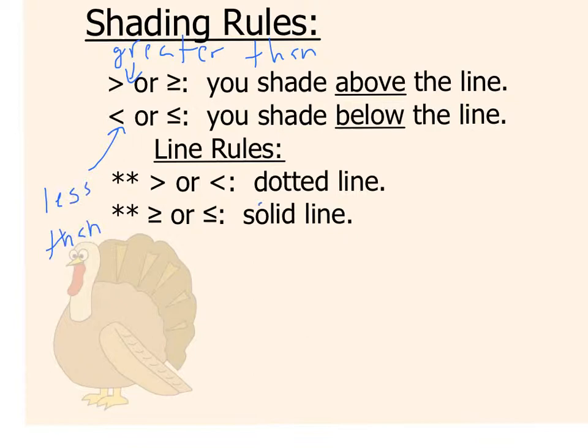If it's just strictly less than or greater than, use a dotted line. That's saying that the points that actually fall on the graph of that particular line are not solutions. If it's greater than or equal to or less than or equal to, we're saying the points that actually form the line, we want to include those, and we'll mark that with a solid line.